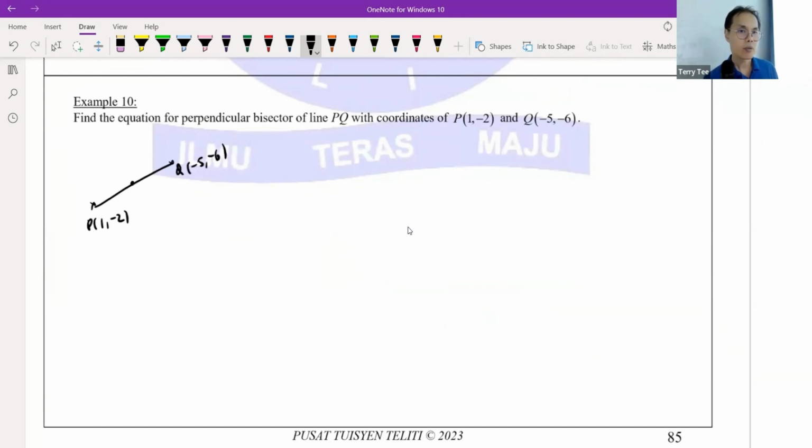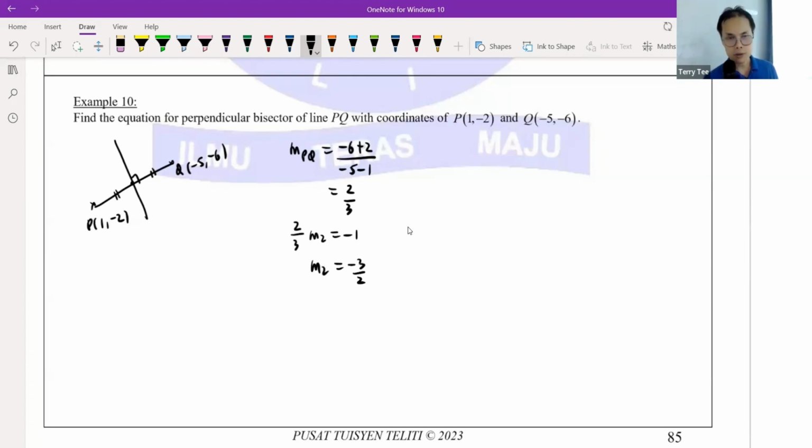Let's find out the midpoint. The sequence is not important. You want to find midpoint first, you want to find gradient first, also can. My gradient is (-6 - 2) over (-5 - 1). This is -4 divided by -6, positive 2 over 3. This is your m1. You multiply with your m2, the result is negative 1. So my m2 is negative 3 over 2.